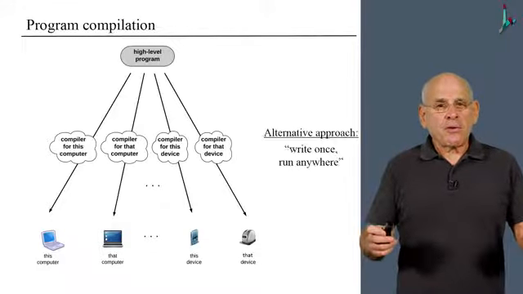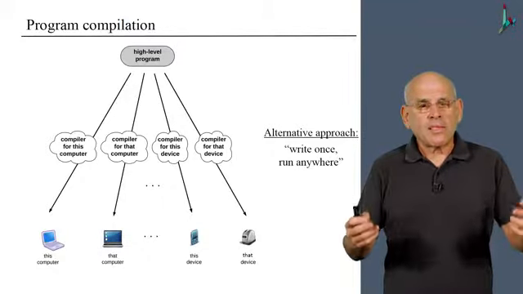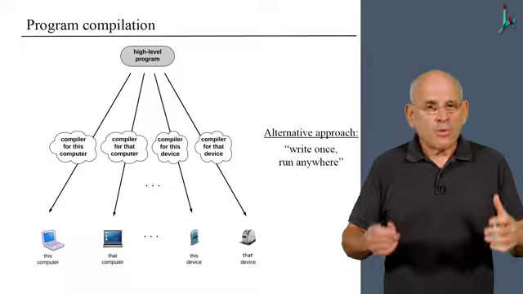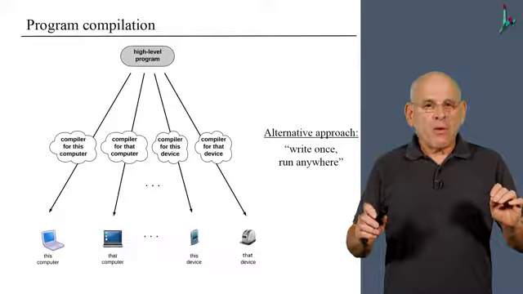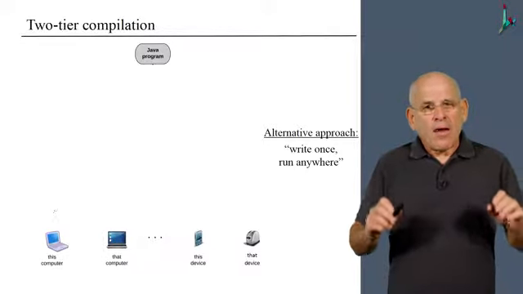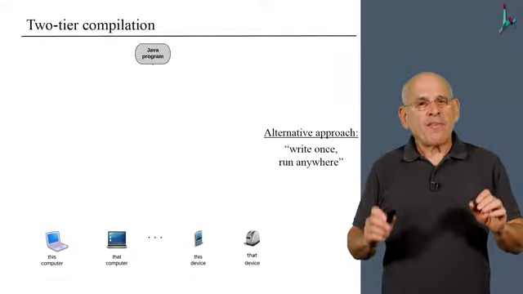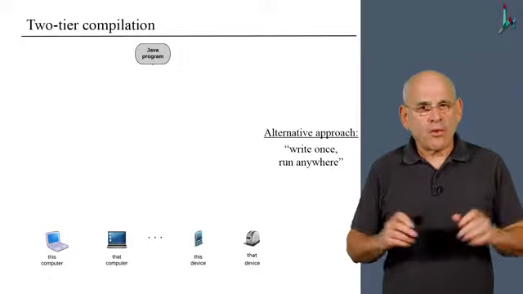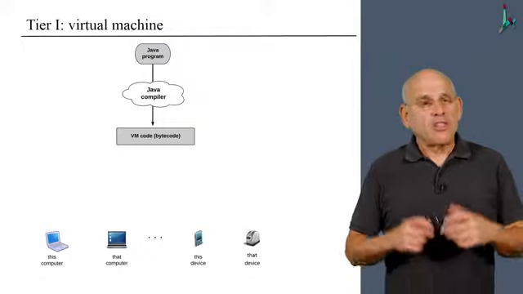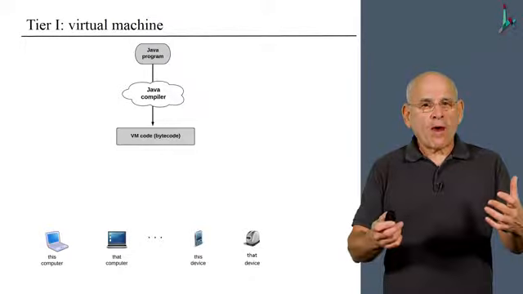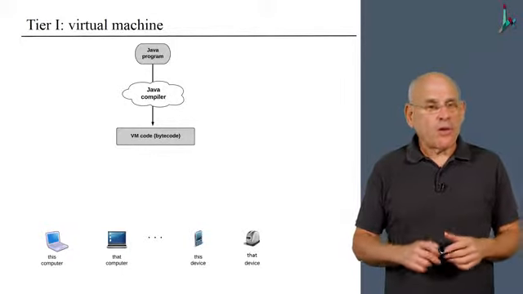So I'm pleased to tell you that there's an alternative. And the battle cry of this alternative is write once, run anywhere, as opposed to write once and fix everywhere. And the best example of this approach is probably Java. Now, Java does not compile all the way down to machine language. Instead, Java employs something called two-tier compilation. So in the first tier, we can call it the top tier, the Java compiler translates the Java program into something called, in the world of Java, bytecode. But in general, we call it VM code.